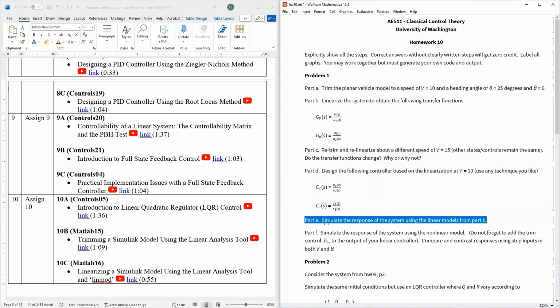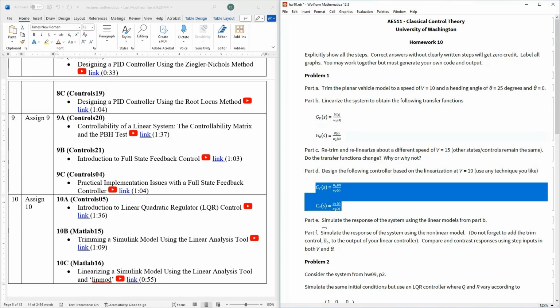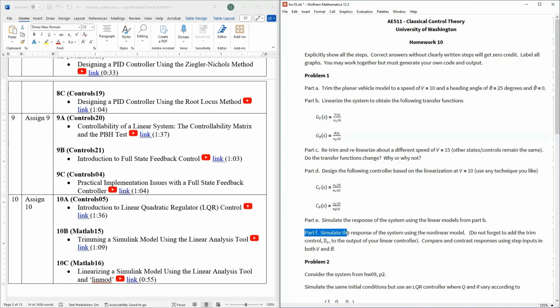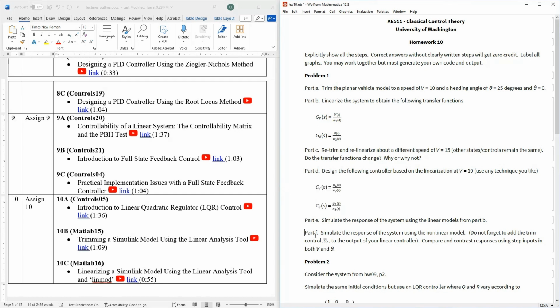Okay, so again, part E is simulating the linear response. So it's this linear transfer function under this linear controller. Now, the reason I call that out is because part F, the last part, is now, okay, you have a linear controller at this point. Well, how do you apply this linear controller to the nonlinear plant model? That's what we're looking at right here.